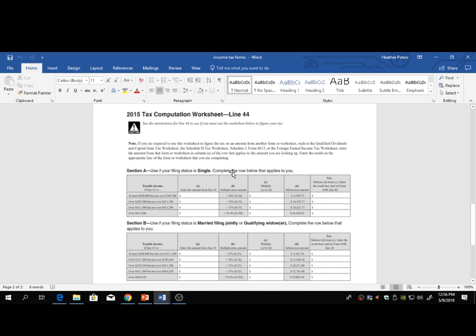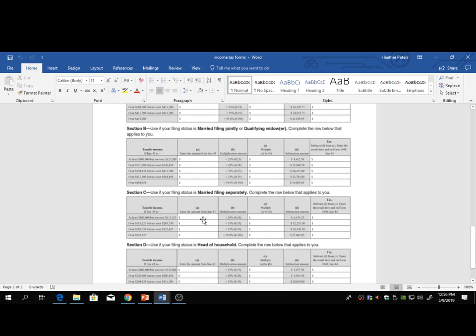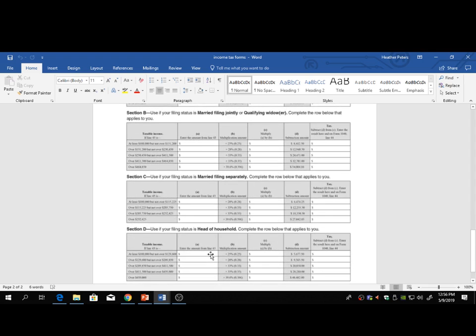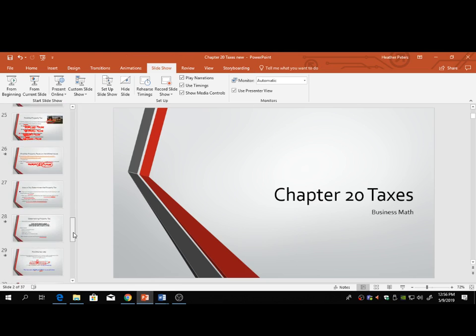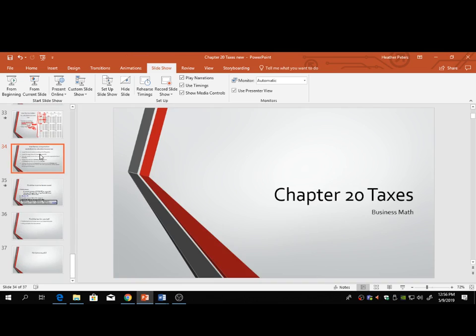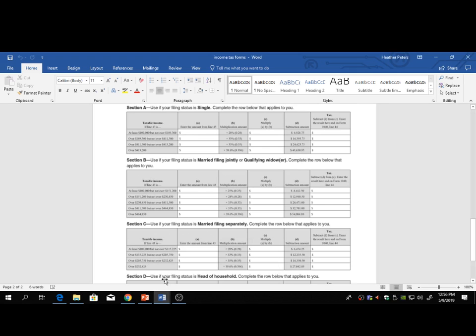Section A, you use this if you're single, married filing jointly, married filing separately, head of household. So here are the 4 different options. So if we go back to our problem, we have taxable income of $112,418 for a married taxpayer filing jointly. Okay. So married filing jointly, so I'm going to use this one right here.